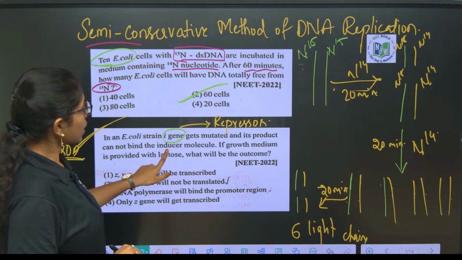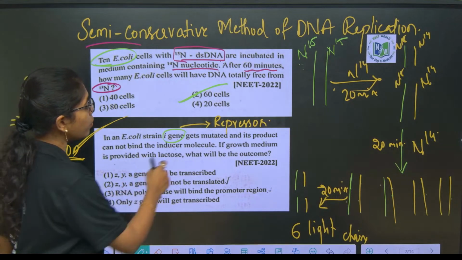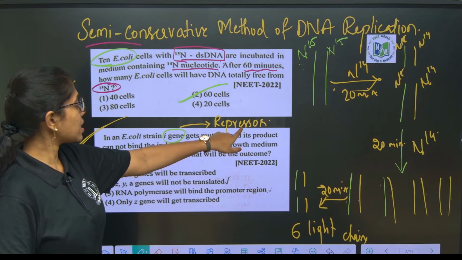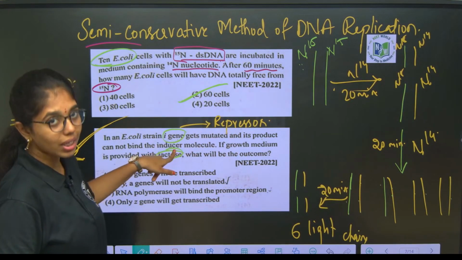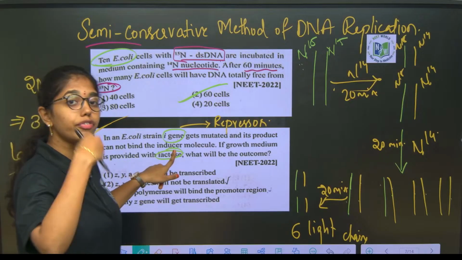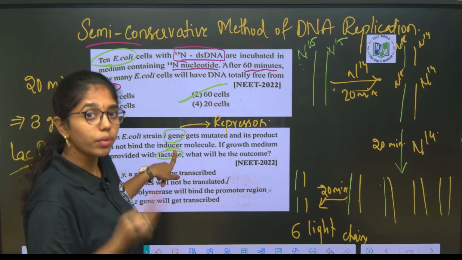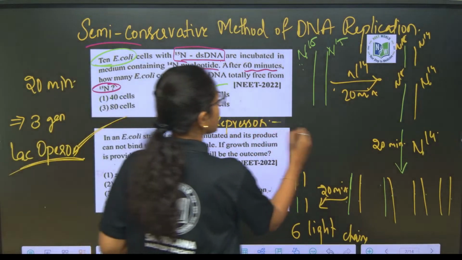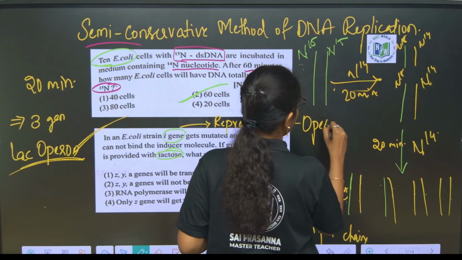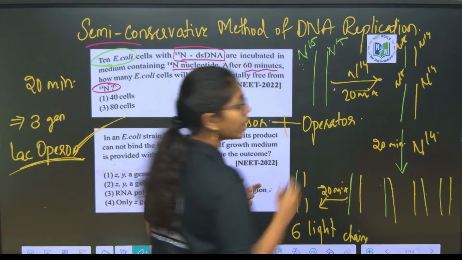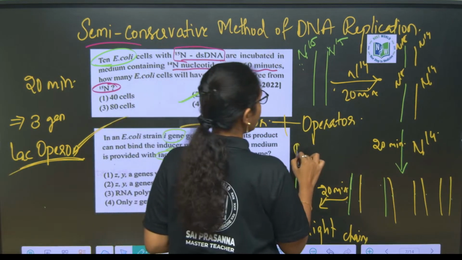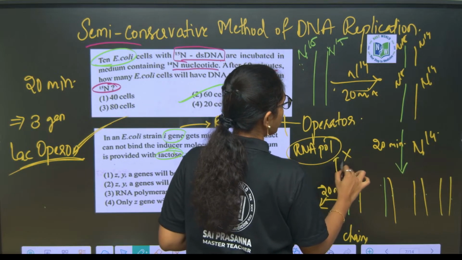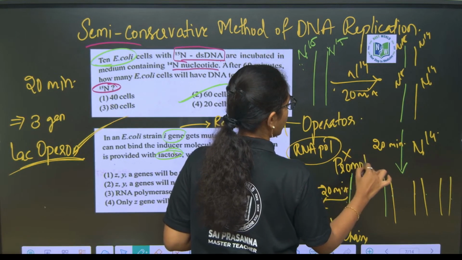If the growth medium is provided with lactose, what will be the outcome? The repressor is unable to bind with the inducer, that is lactose. So even if you supplement the growth medium with lactose or not, the repressor is free and will easily bind with the operator. When the repressor is binding with the operator, RNA polymerase cannot bind with the promoter region.